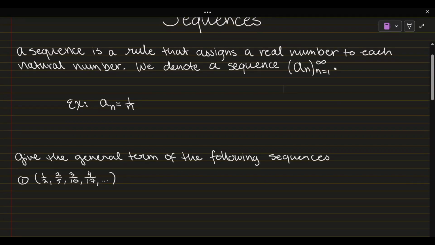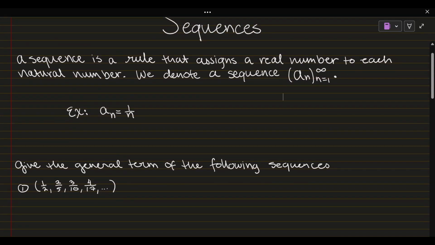And so the rule we typically write as the nth term. So this would be the nth term here. A sub n is equal to 1 over n. So this gives us enough information to talk about our entire sequence, right? Because a sub 1 will be 1 over 1, which is 1. A sub 2 will be 1 over 2, so 1/2. A sub 3 will be 1 over 3, 1/3, and so on in this way.